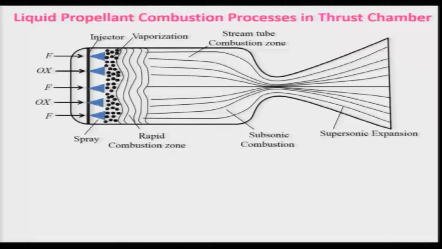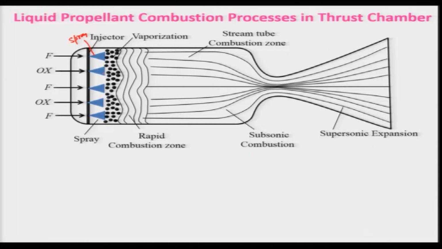Therefore, we will be discussing it in a very simplistic manner. Let us consider combustion taking place in this diagram, and you have fuel injectors, and this is your injector head, with oxidizer and fuel. This is the spray that will be formed near the injector head, and this spray will be interacting with each other.